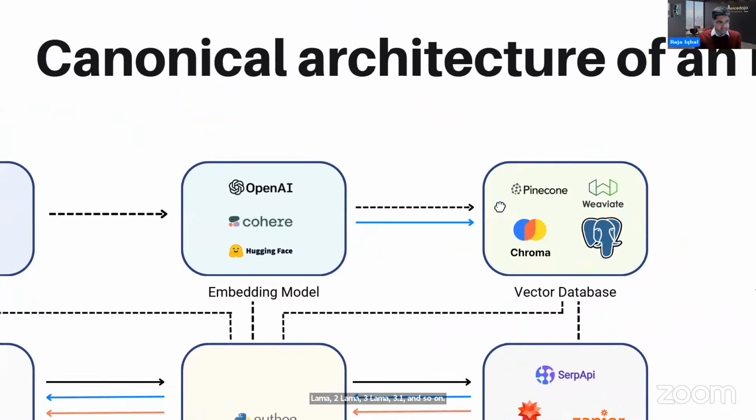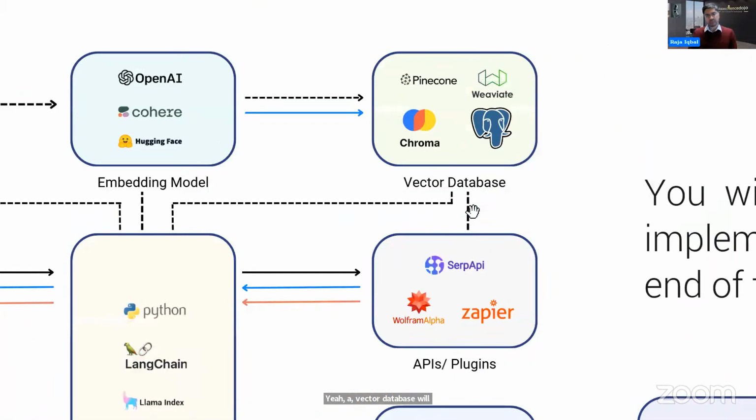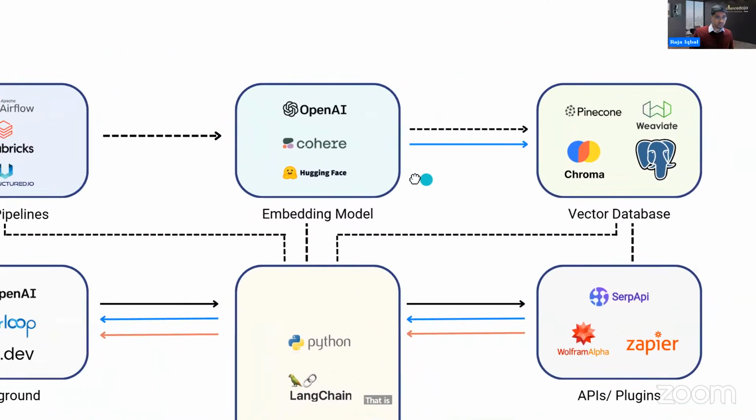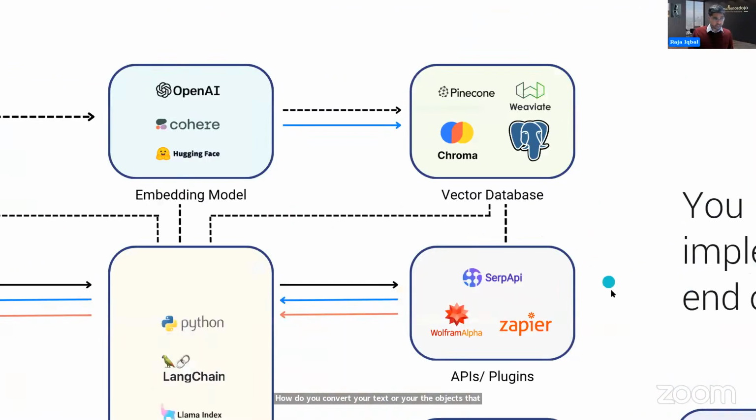A vector database, we'll talk about it. So you build what you might call your retrieval engine or your search engine, right? For that, you need embeddings, an embedding model. How do you convert your text or the objects that you're trying to search, and push them into a vector database?